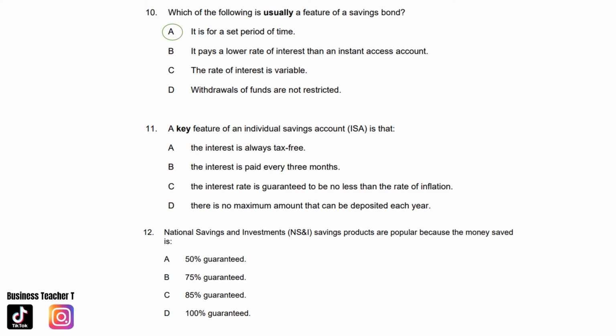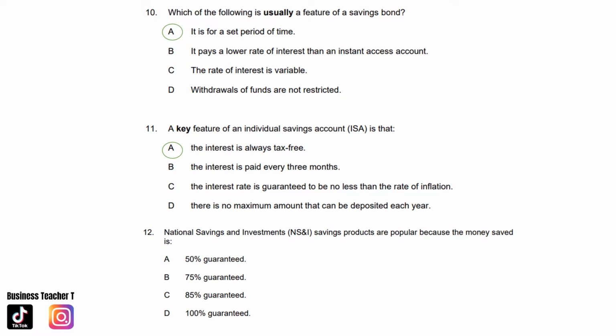Question 11. A key feature of an individual savings account, an ISA, is that A, the interest is always tax-free, B, the interest is paid every 3 months, C, the interest is guaranteed to be no less than the rate of inflation, D, there is no maximum amount that can be deposited each year. And the answer is A, the interest is always tax-free.